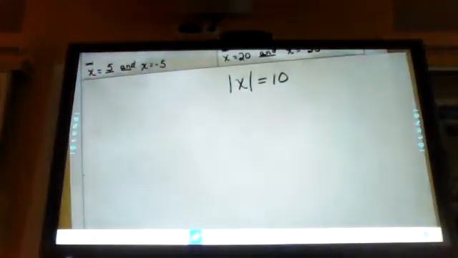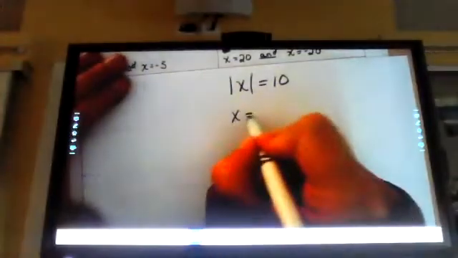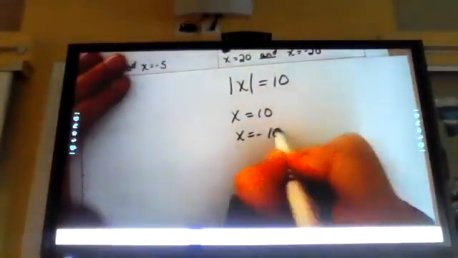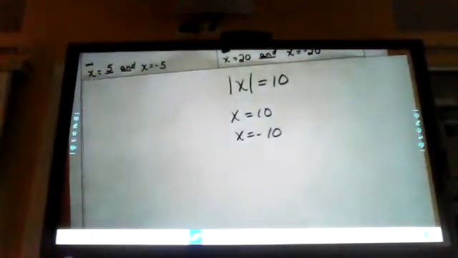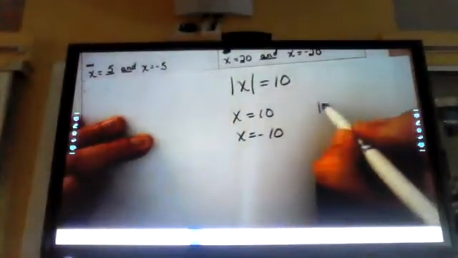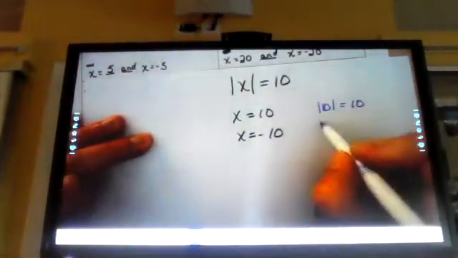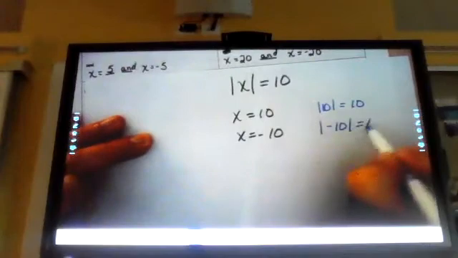I just said, what's the absolute value of X? And everybody in the room is going to be like, oh, that's so easy, Mrs. Tal, it's just 10 and negative 10. I can plug in both of those and you would be right. Because if I took the absolute value of 10, I get 10. If I take the absolute value of negative 10, I get 10.